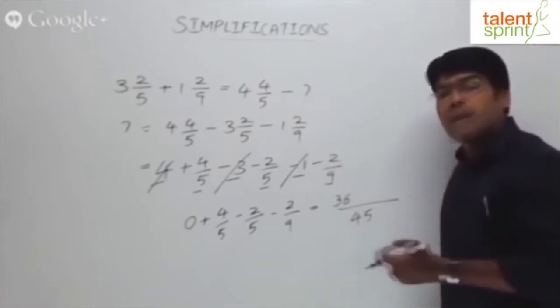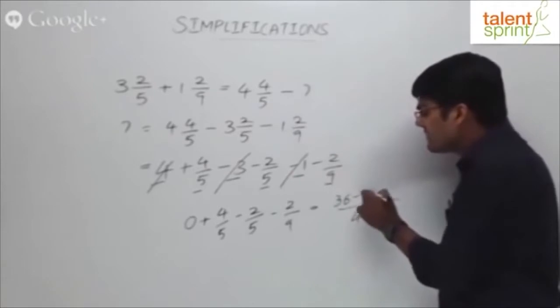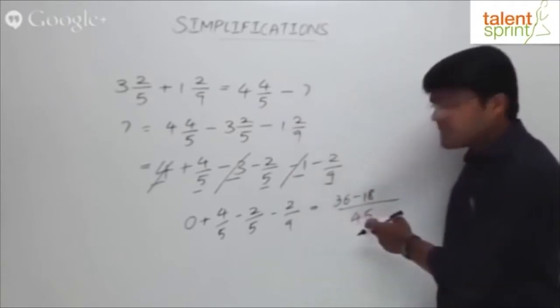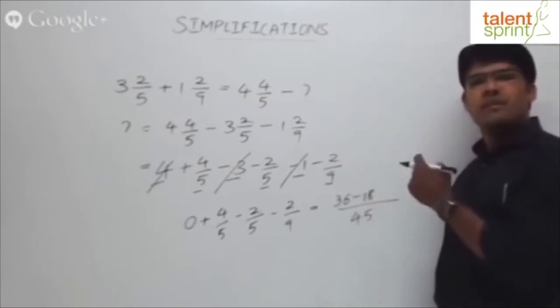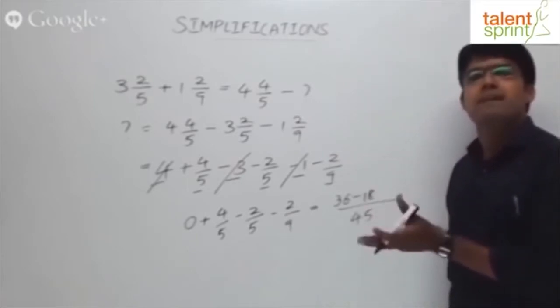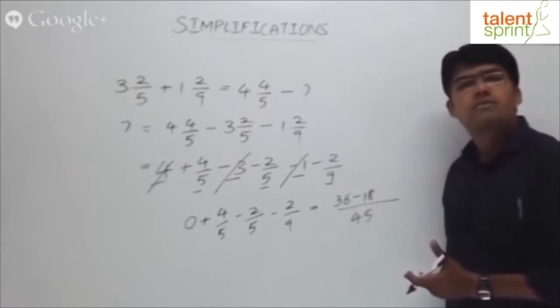9 into 17 takes more time when compared to 9 into 2. It's 18. And last step, 9 goes how many times? 5 times. 5 into 2 is 10. Earlier it was 5 into 11. Though 5 into 11 is simple, 55, but 5 into 2, 10.